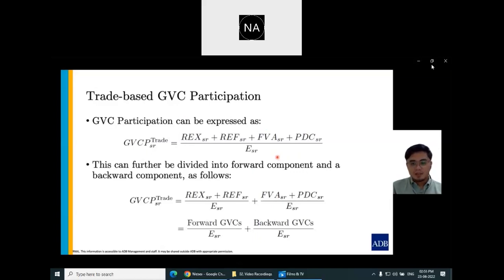Consistent with the figure shown in the previous slide, GBC participation can further be divided into forward component and backward component, as shown in this equation. So GBC participation based on the trade approach can be decomposed into forward GBCs and backward GBCs. So forward GBC participation is equal to REX plus REF divided by gross exports, while backward GBC participation under the trade approach is calculated as the sum of FVA, or foreign value added, and pure double count divided by the gross exports.